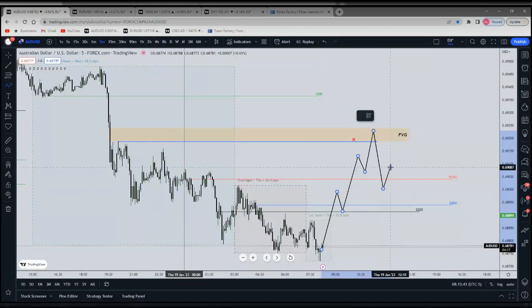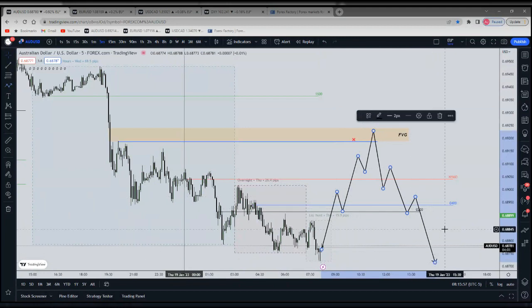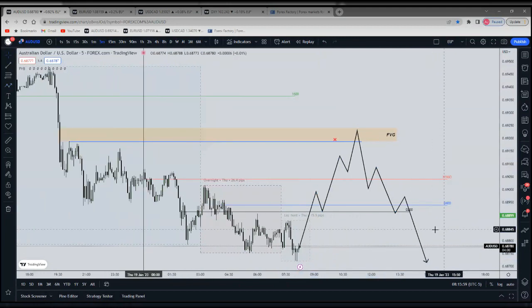And then where's the liquidity going to be laying? Because everybody that bought, where are they going to put their stop losses? Right here. So it's going to take that and then continue down. And this is something I like to trade because it's a market maker sell model on a lower time frame, and it's one of the most powerful patterns that you can trade.